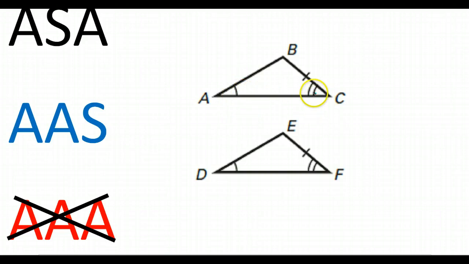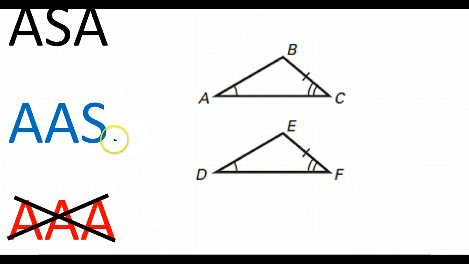So here's what that picture would look like. Here I have two angles in a row, but then I have the side that's not between them. So that's angle, angle, and then a side. Now it turns out this is enough information to prove that two triangles are congruent. So it works when the side is between the two angles, as in angle, side, angle, but it also works when the side is not between the two angles. We just call it angle, angle, side in that case.